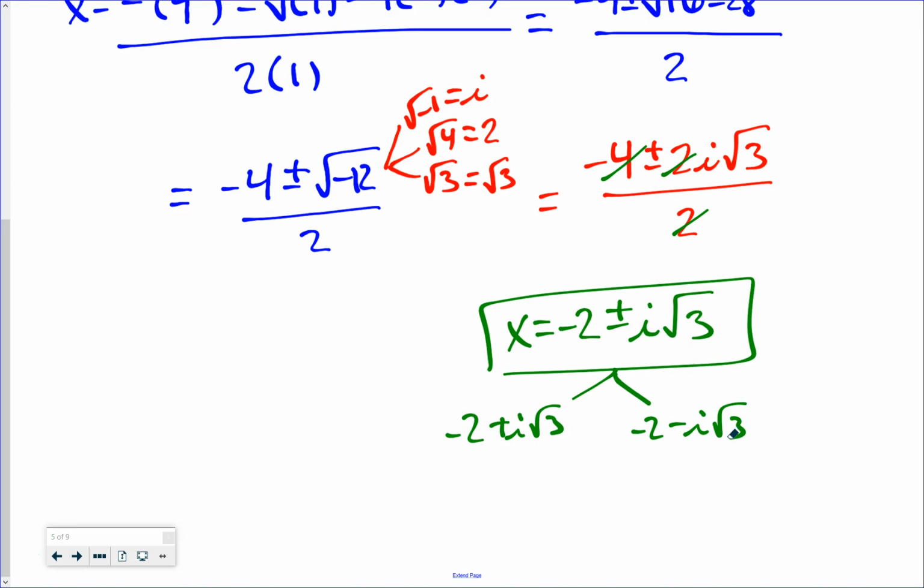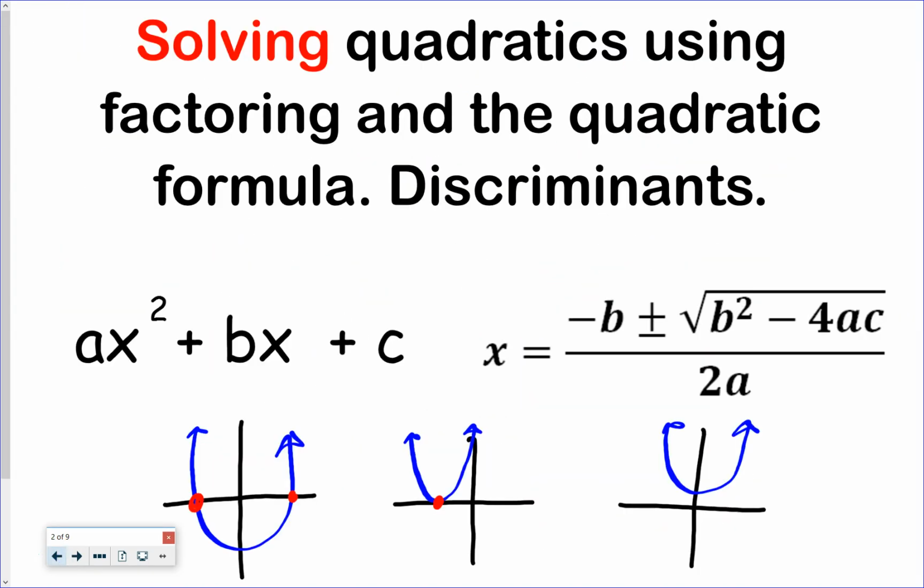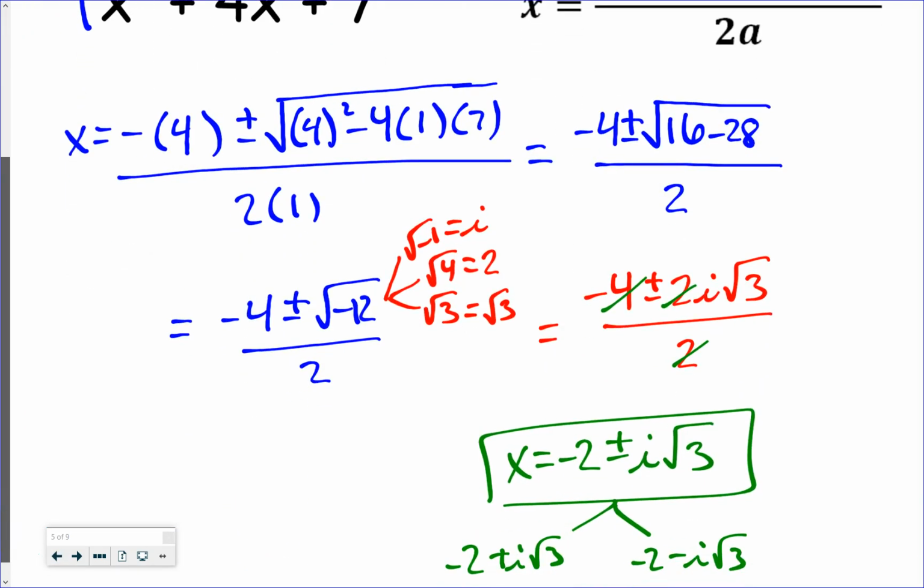So let me ask you this. If I were to sketch this graph, where is it going to touch my x-intercept? Nowhere. It's going to be one of those floating ones. Not real. It's going to be like that last one. It's not going to touch. So it still exists. It's still there. It's just not touching the x-axis. Got it? Questions on either of those before I go into discriminants?